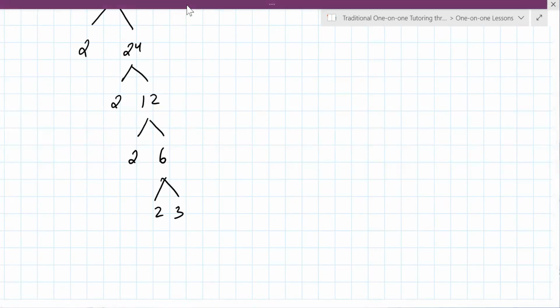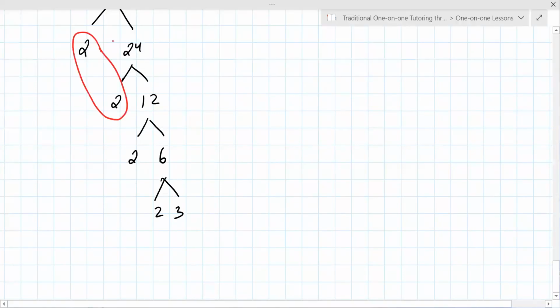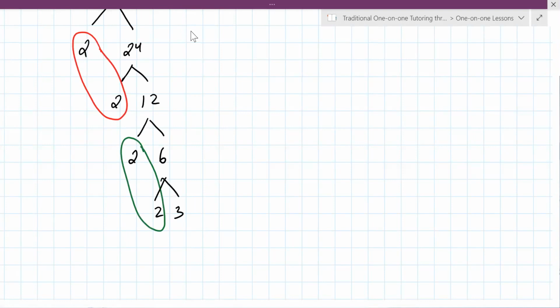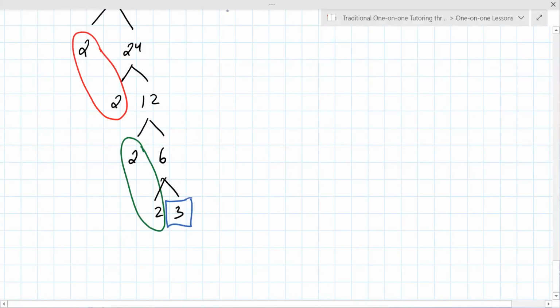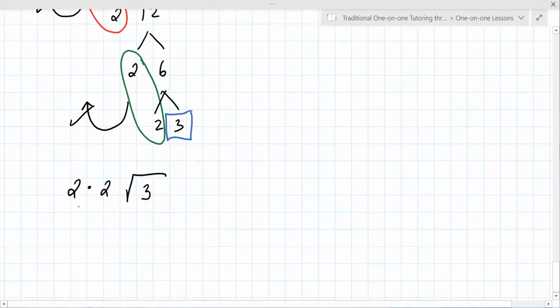So notice this time there are 2 pairs. There's a pair, and there's another pair. And then this 3 is left over. I said every time you have a pair, you bring it out. So we're going to bring a 2 out from the first one and a 2 out from the second one. And it's the square root of whatever's left over, which is 3. So this time you have to actually multiply these. So you get 4 square root 3 as your final answer.